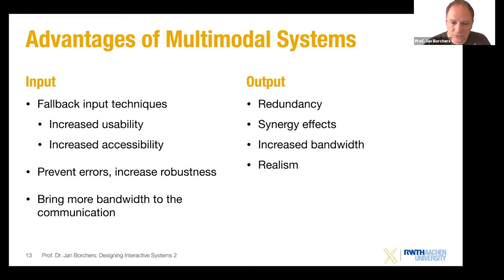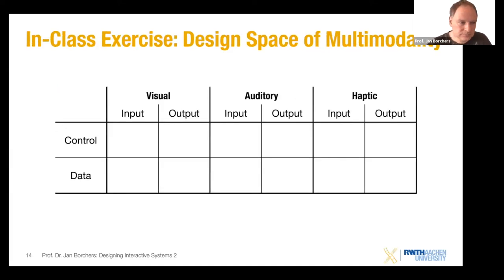All right, so let's do another little in-class exercise here. And the idea is I have a little design space, and I want you guys to come up with examples for each of these slots. So let me explain what the design space is first. Again, input refers to things going into the computer. Output refers to things coming out of the computer towards the user.